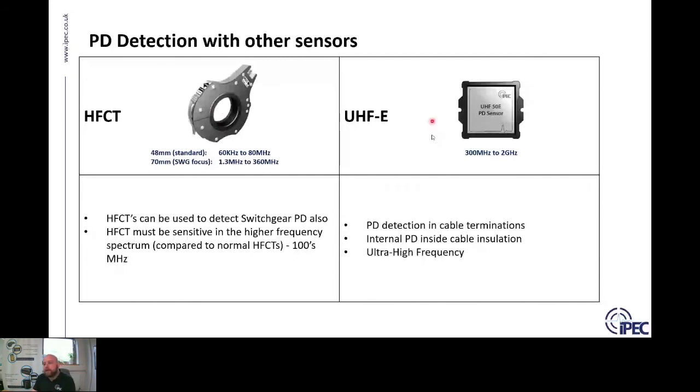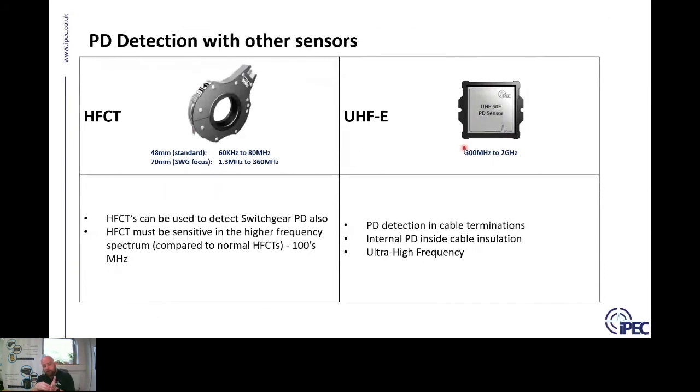UHF-E, the E stands for embedded, is another type of UHF sensor that's not focused on EHV GIS. Our UHF-E sensor is focused on the medium voltage equipment. Typically the application here is inside cable terminations. Like I mentioned, you can install the ultrasonic sensor inside a cable termination, which is going to be focused on surface tracking activity. However, if you have defects inside the insulation of a cable in a termination, for example, it will emit a high frequency signal that could be detected by the UHF sensor.